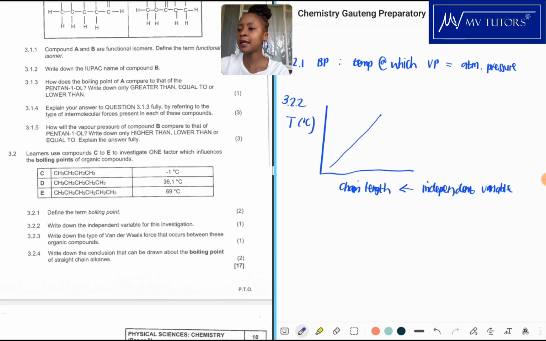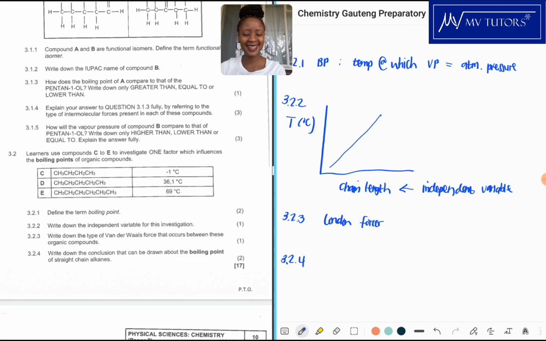Okay, now 3.2.3. Write down the type of van der Waals forces that occurs between these organic compounds. So for your alkanes, you would find London forces. So they're quite weak intermolecular forces. But yeah, London forces. And then 3.2.4.